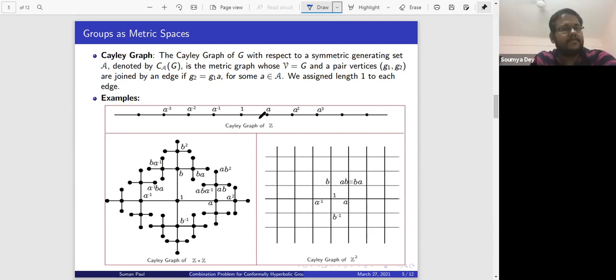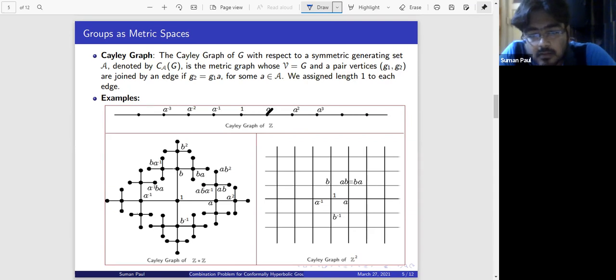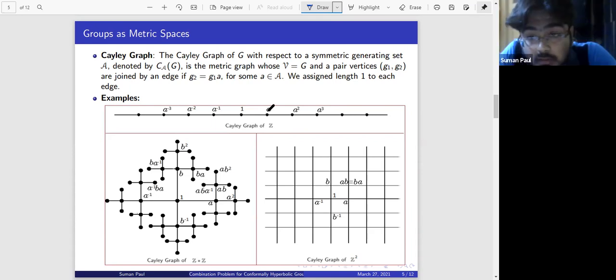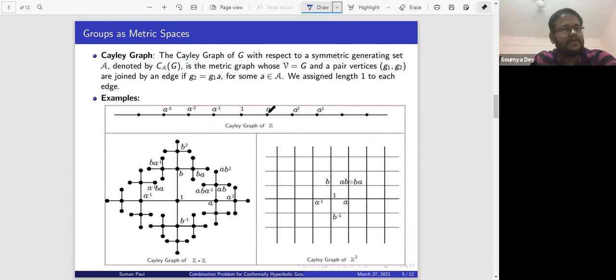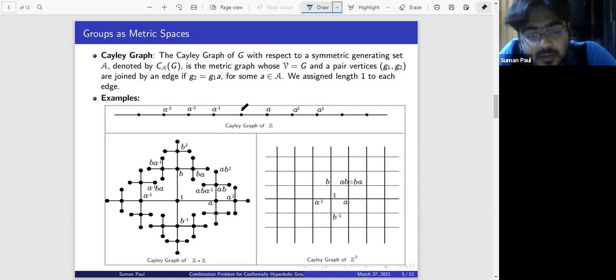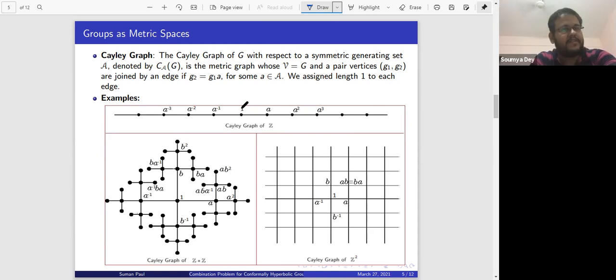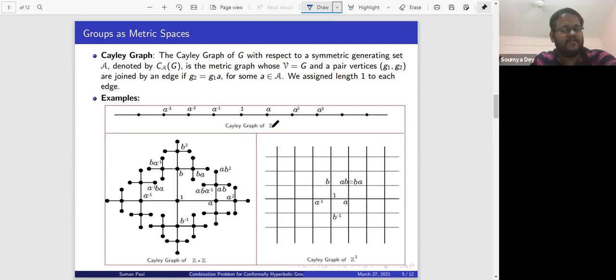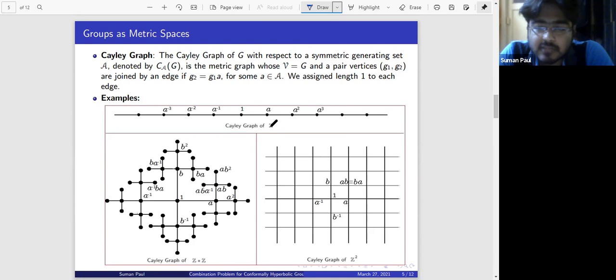Also see that 1 and A... Suman, you mean A equals 1, right? No, no, because it's the Cayley graph of Z. Yeah, 1 is the identity for this Z. So you are considering an infinite cyclic group, not Z. Okay, but that is isomorphic. Yeah, right, isomorphic. That's why. Yes, this is the infinite cyclic group generated by A.